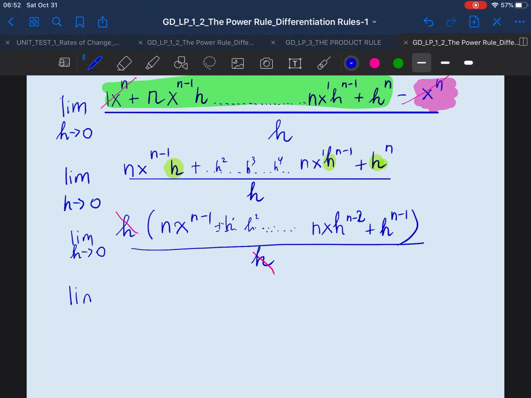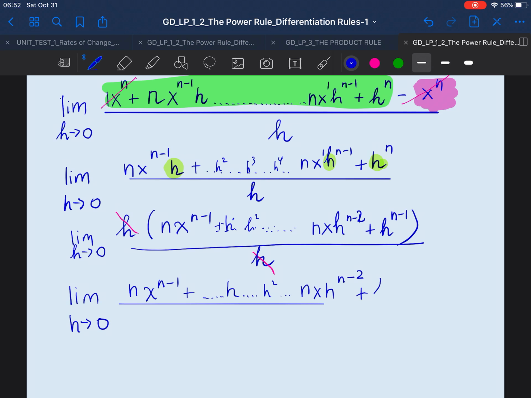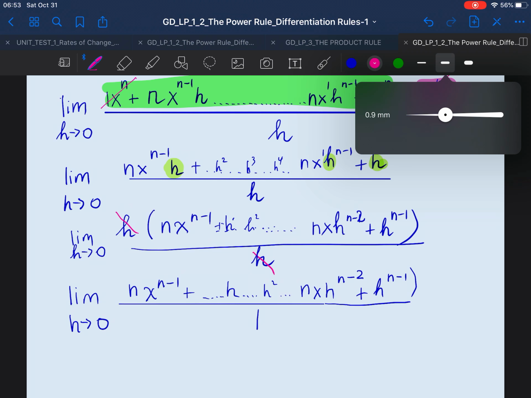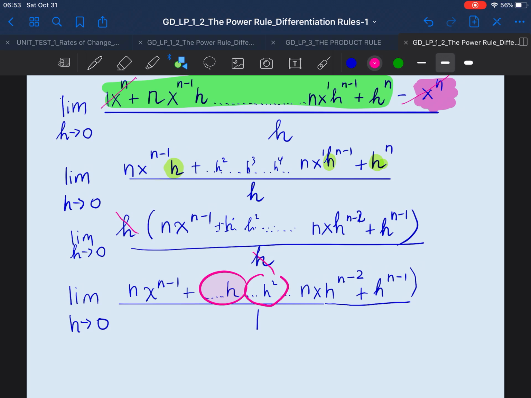And let's take another look at our limit here. Well, it's not a simple limit, it's the first principles formula limit. So we have n times x to the power of n minus 1, and then you're going to have something here with h, something here with h squared, and so on and so forth. And I'm going to write the second last term, n x h to the power n minus 2, plus h to the power n minus 1, over 1. So what happens now if we substitute h by 0? Well, this second term here will be 0, this will be 0, this will be 0, because all these numbers will be multiplied by 0.